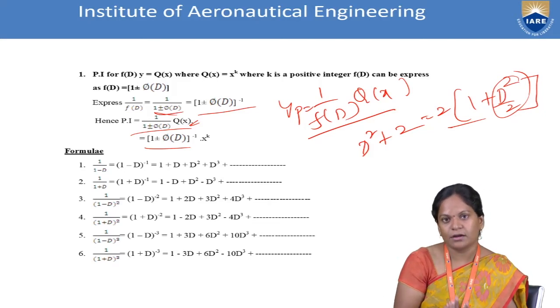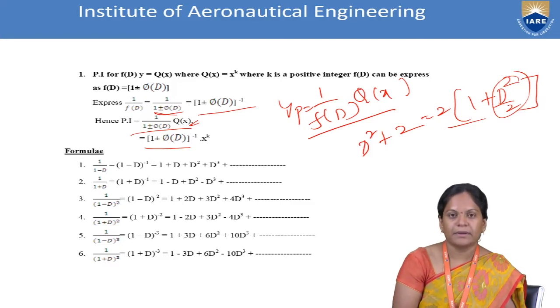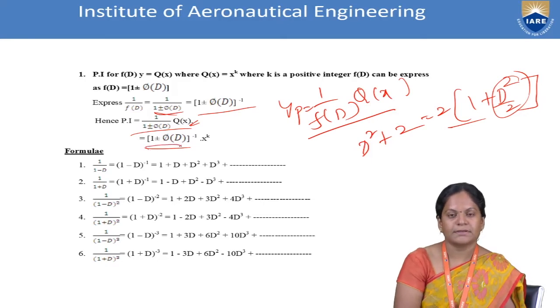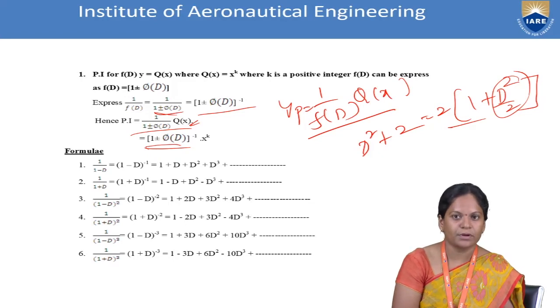If it is sine or cos, we have the previous method. If it is exponential, we have another case. Based on q of x, we follow the respective case. So whatever f of d is, take it in the form 1 plus something. Let that something be phi of d, take it into the numerator, which gives 1 plus or sometimes minus phi of d whole inverse into x power k.